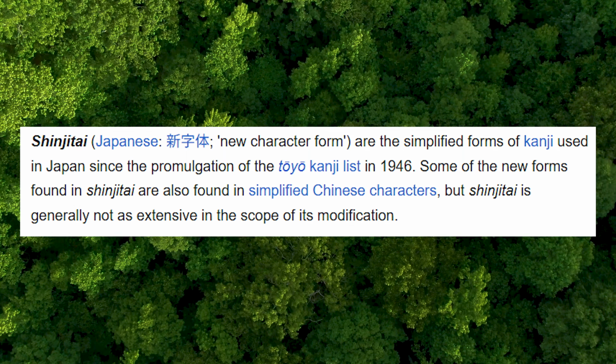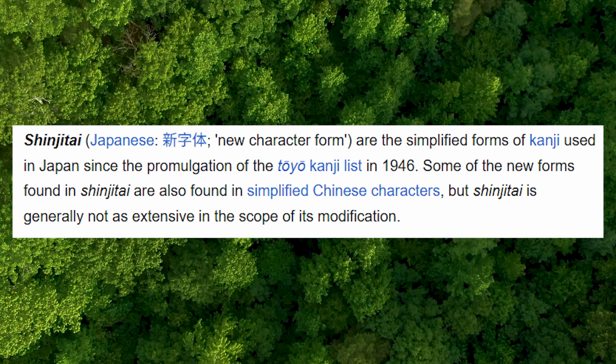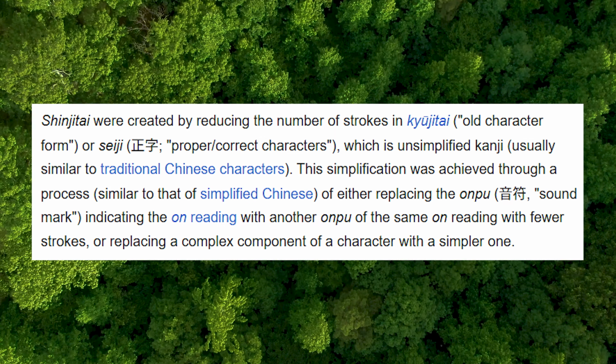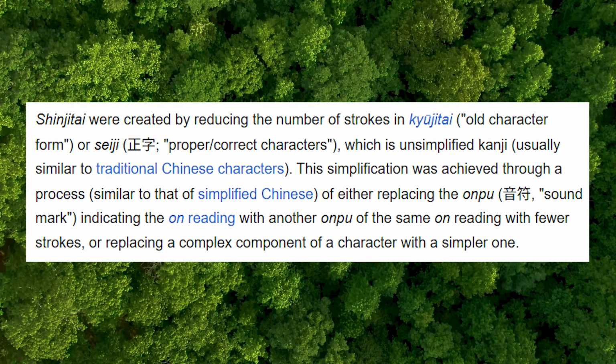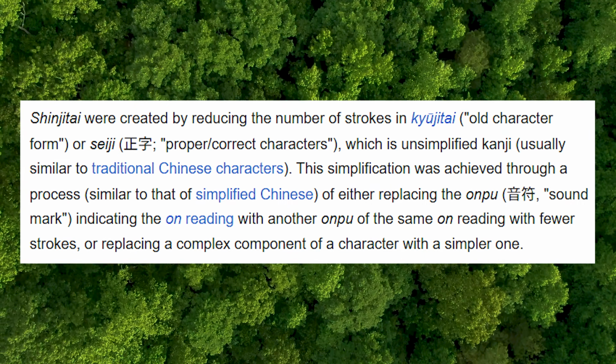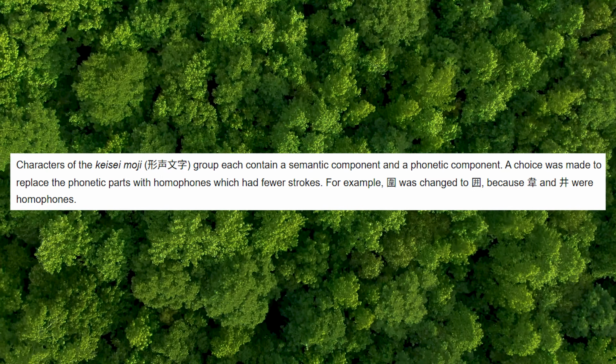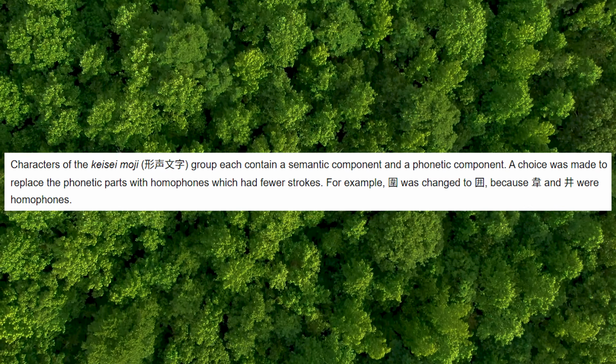Actually, in the Shinjitai reforms, they intentionally kept keisei moji intact. The Shinjitai reforms were essentially the simplification of kanji, similar to Hanzi's simplification. During these reforms, one of the main goals was to reduce the stroke count of characters and make them simpler to read, write, and categorize. Making sure the phonetic component stayed intact, they replaced complex parts with simpler homophones. Basically, keeping the pronunciation without making a new radical and simplifying it all at the same time, which I think is pretty cool.